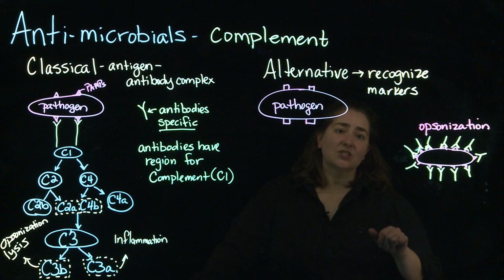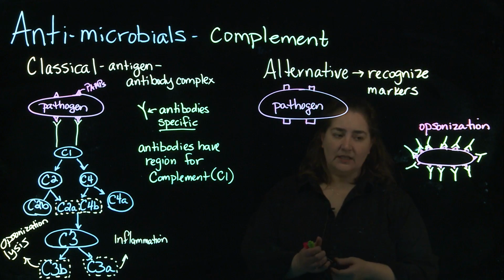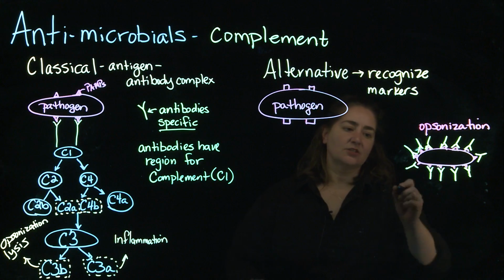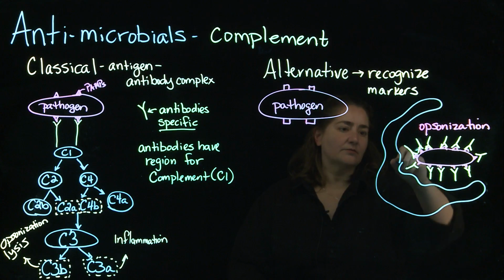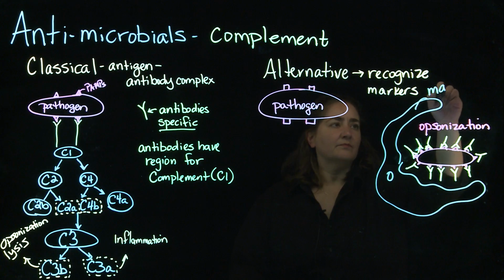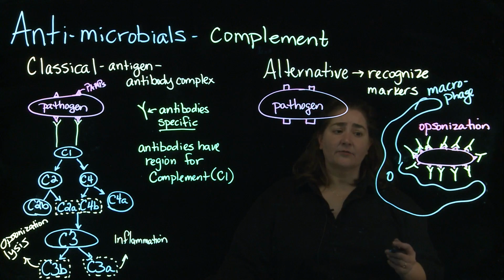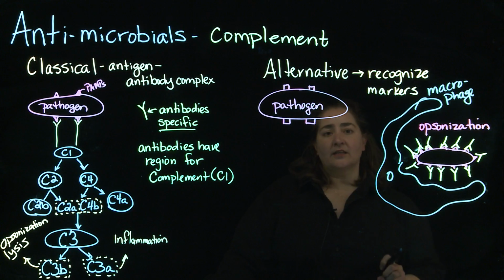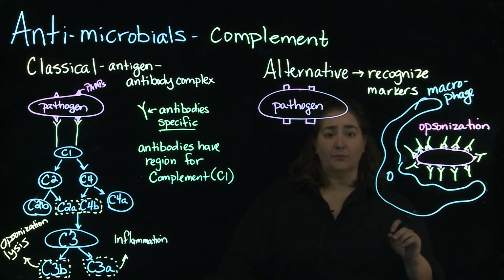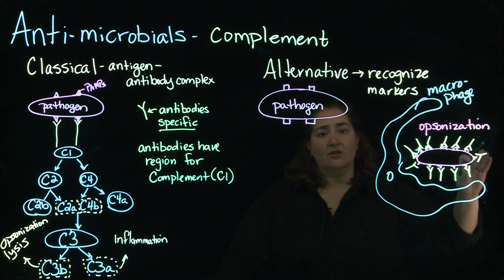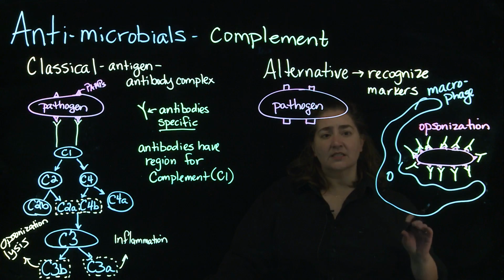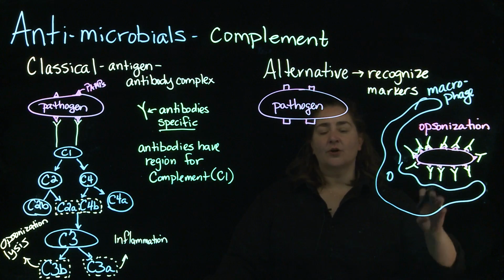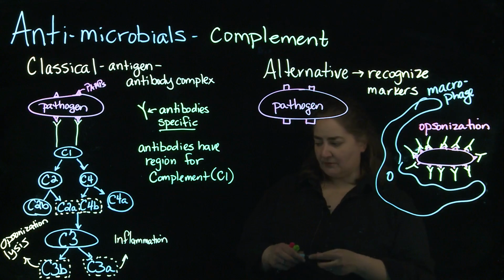Or with opsonization, what it can do is it will trigger something like our macrophage to go ahead and engulf that particle. Because having those antibodies all the way around the outside of something is a trigger for that phagocytic cell to engulf that particle, digest it, break it down.